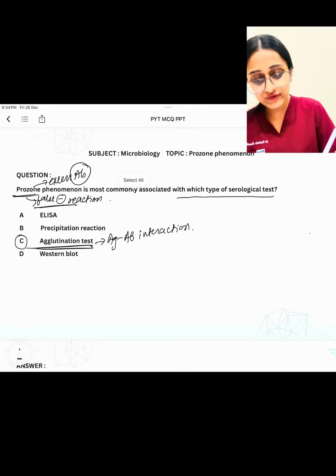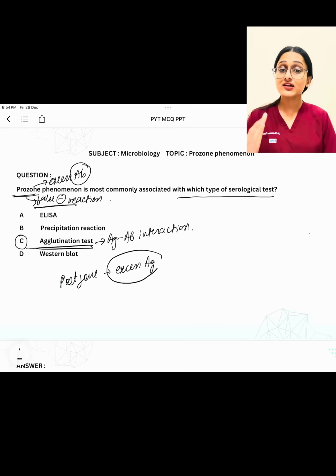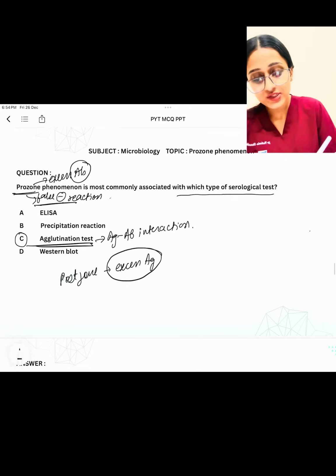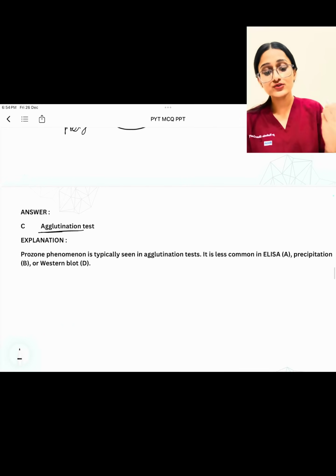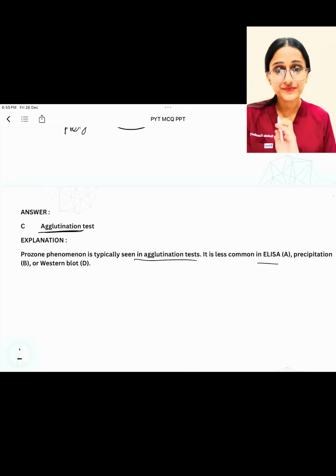And there is also the post-zone phenomenon, which means there is excess antigen. So the condition is the same: excess antigen means there will be no proper antigen and antibody interaction. If there is excess antibody, that is prozone. So in both there is no proper antigen antibody interaction, and that is associated with the agglutination test. So the answer is agglutination test. The prozone phenomenon is typically seen in agglutination tests. It is not seen in ELISA, precipitation or Western blot. No such phenomenon is seen.